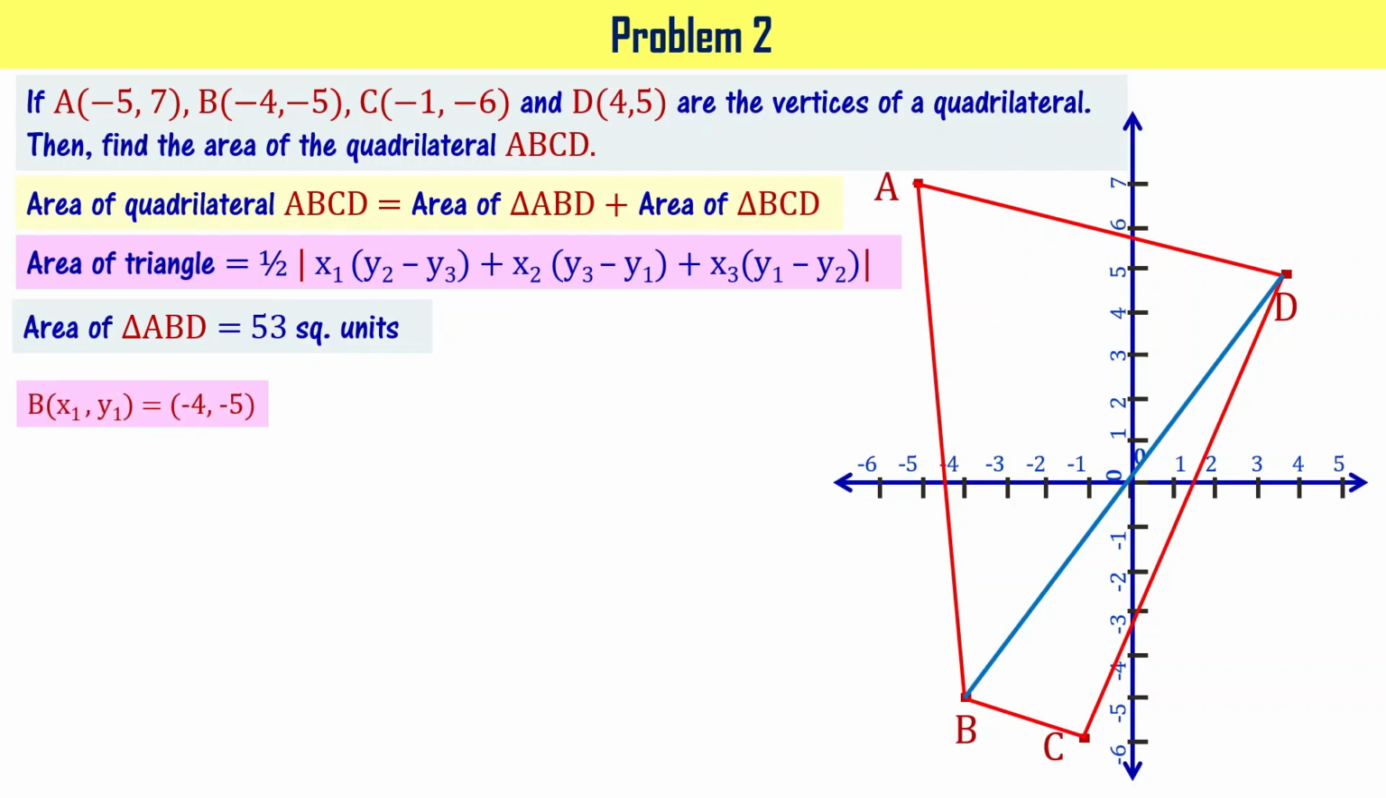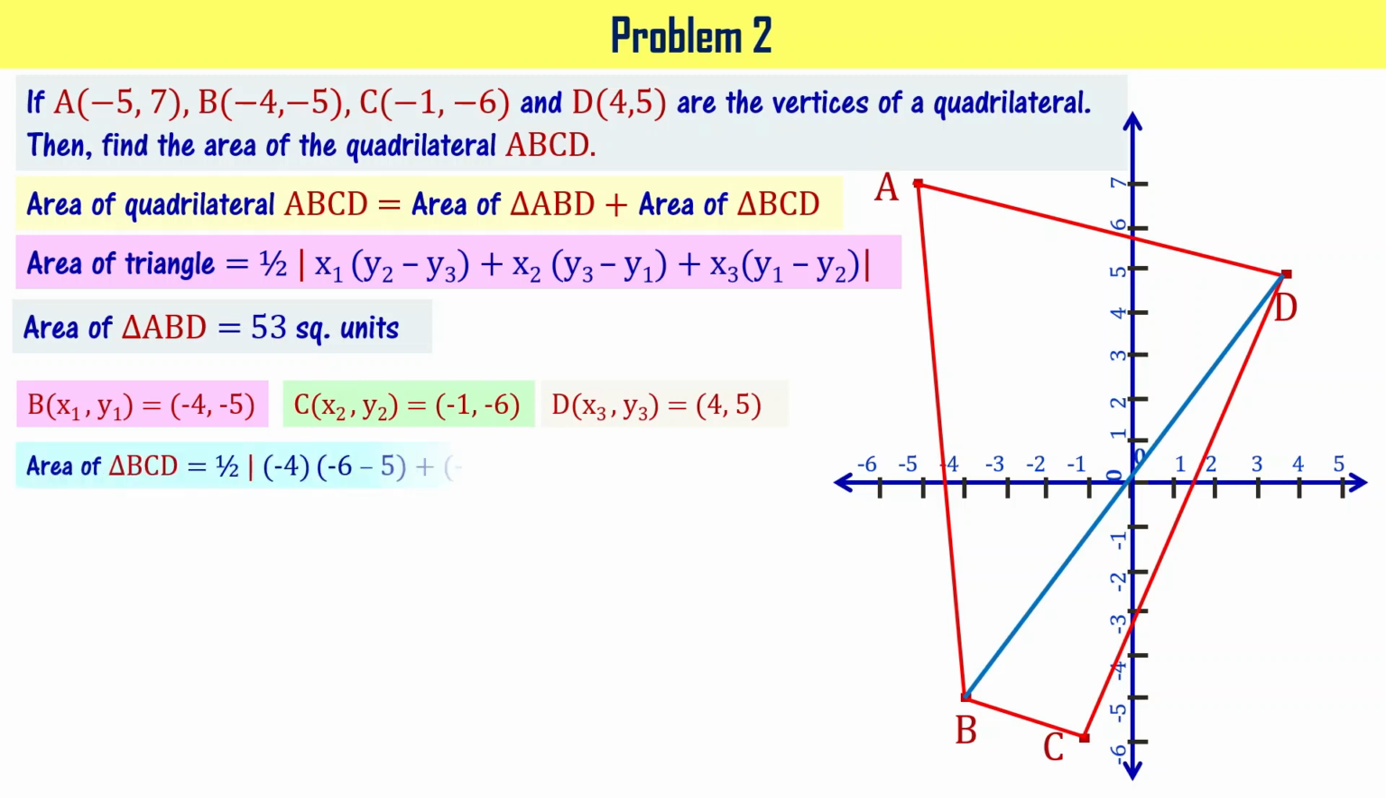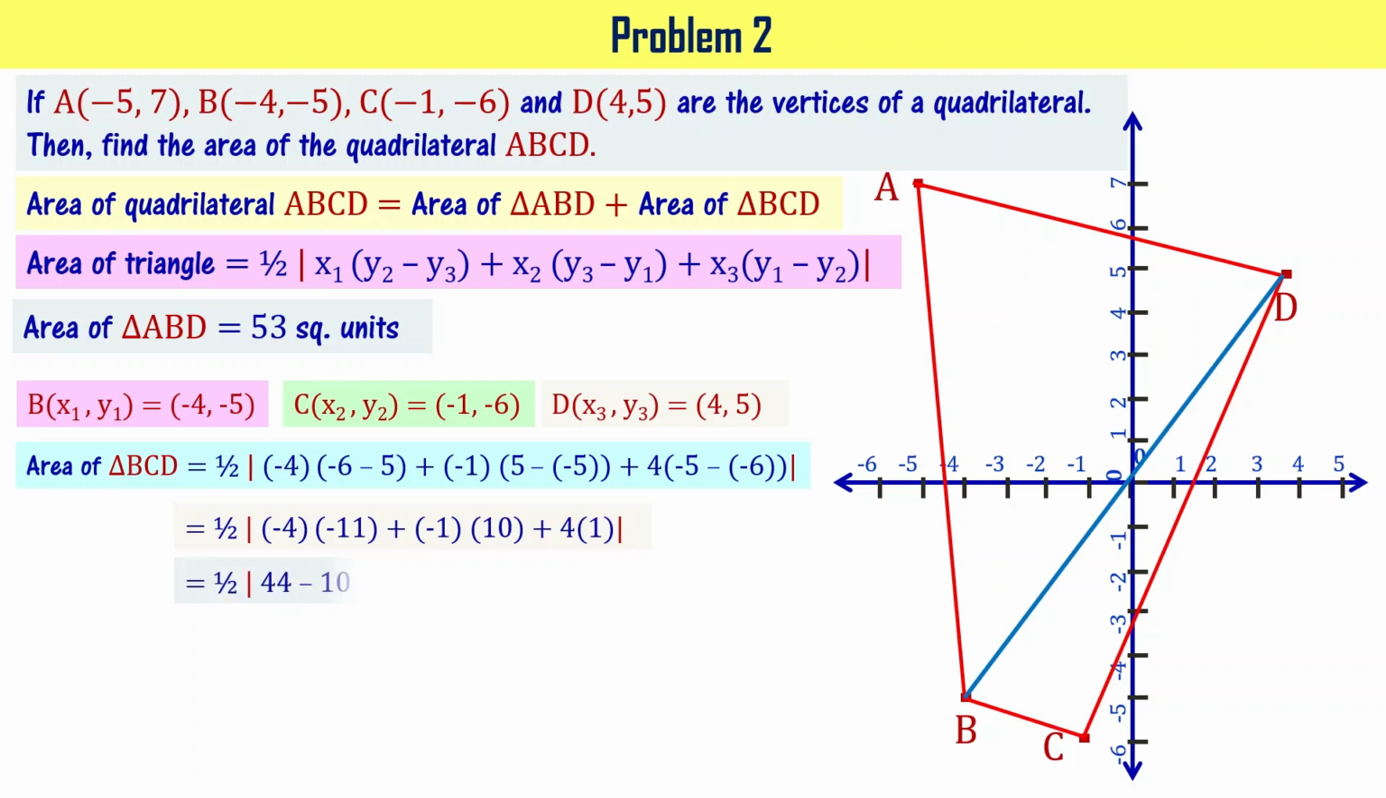Let me call B equal to minus 4 comma minus 5 as x1 y1 so that I can substitute this into the formula of area of triangle, and C as x2 comma y2 and D as x3 comma y3, right? Now if you substitute these values into the area of triangle formula and simplify, you get area of triangle BCD equal to half modulus of 44 minus 10 plus 4, right? That is equal to half times modulus of 38, that is equal to 19. So now I can say that area of triangle BCD is 19 square units, right?